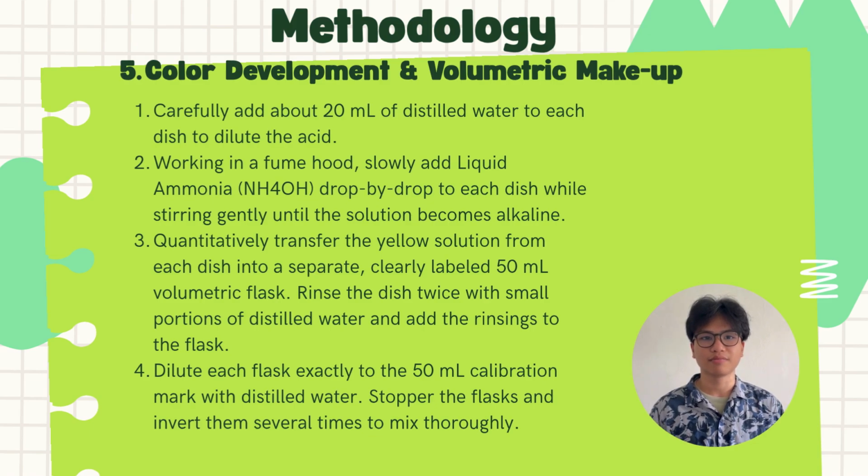volumetric flask. And then rinse the dish twice with a small portion of distilled water and add the rinsings into the flask. And lastly, dilute each flask exactly to the 50 ml calibration mark with distilled water. Stopper the flasks and invert them several times to mix them thoroughly.